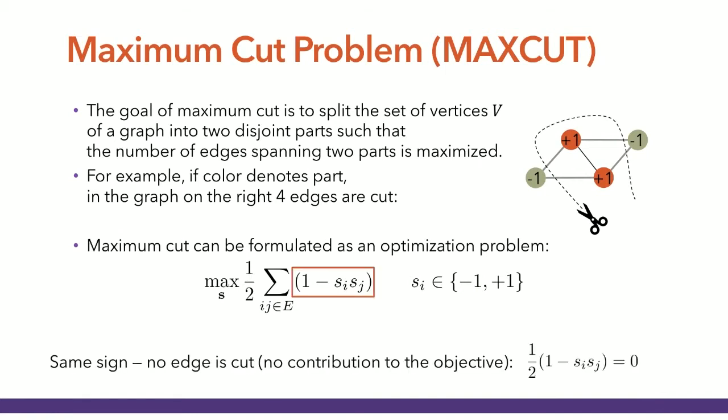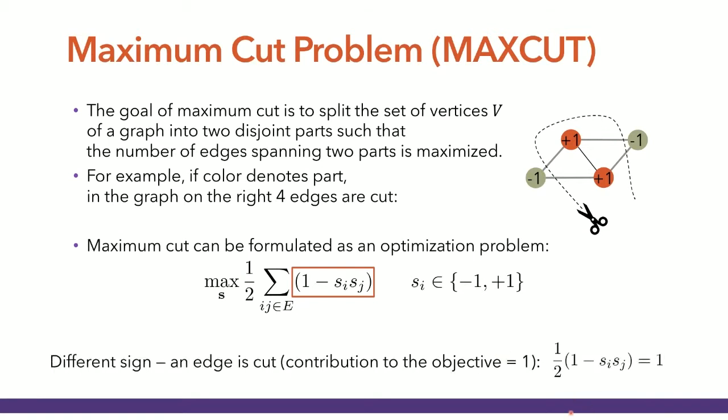To verify that it's correct, look at this term, the contribution of each edge to the cut. If both variables have labels with the same sign, then this becomes 0, so there's no contribution to the cut. If the two vertices have different signs, then SiSj becomes -1, so the whole thing becomes 1, and the cut is increased by 1. So this is a correct formulation for the maximum cut problem.